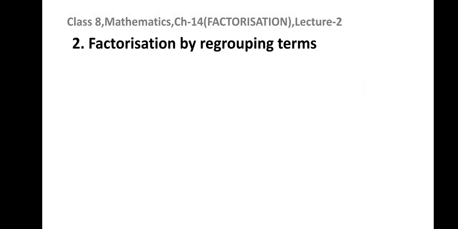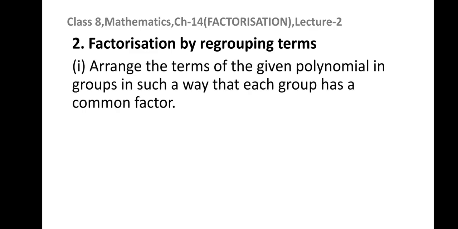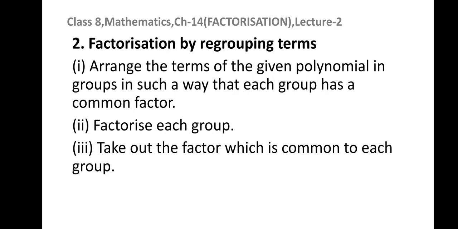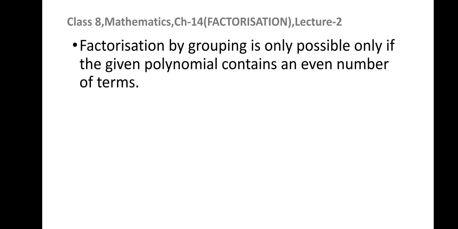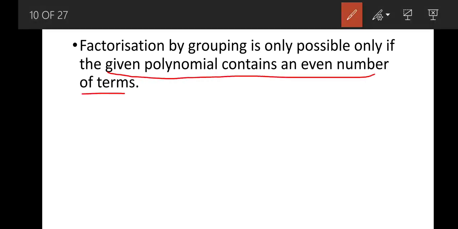Now factorization by regrouping terms. What is this regrouping of terms? Regrouping basically means we need to rearrange the expression so that we can form groups, and there are certain steps to be followed for this method. First, arrange the terms of the given polynomial in groups in such a way that each group has a common factor. Second, factorize each group. Third, take out the factor which is common to each group. Factorization by grouping is only possible if the given polynomial contains an even number of terms. This is also an important point to note regarding this method.